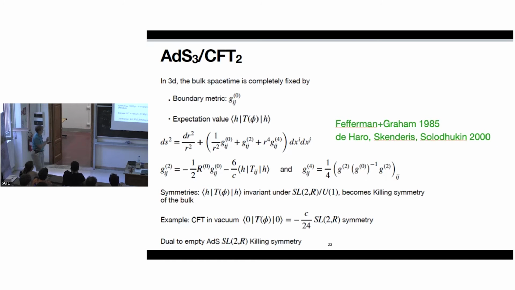The symmetries are as follows. For the highest weight state, which is invariant under U1, or the vacuum, which is invariant under SL2R, this becomes a Killing symmetry of the bulk. In particular, for the CFT in the vacuum, the expectation value just gives us the central charge, and this corresponds to an SL2R symmetry. This is dual to the SL2R symmetry of empty AdS.